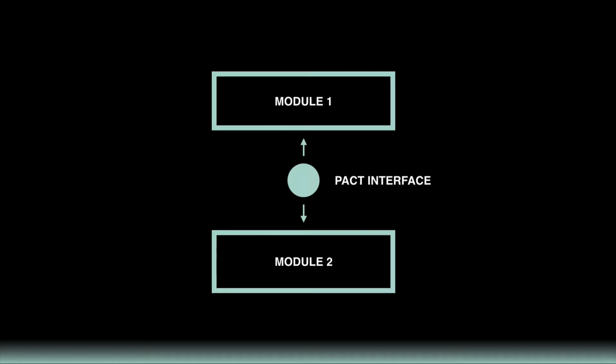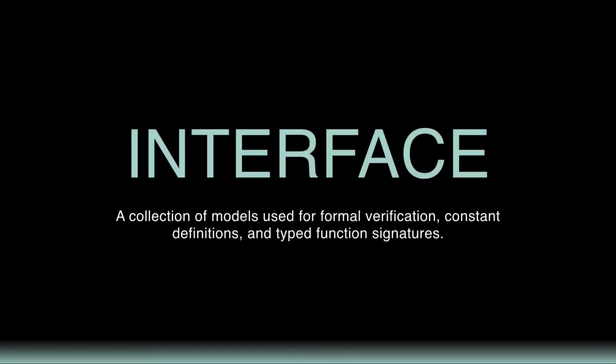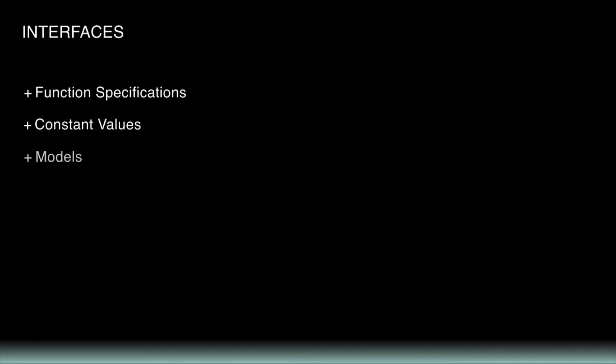An interface, as defined in Pact, is a collection of models used for formal verification, constant definitions, and typed function signatures. They contain API specifications and data definitions for smart contracts. These include each of the following elements: function specifications, constant values, and models. Using these three elements, you can both declare and create an interface.